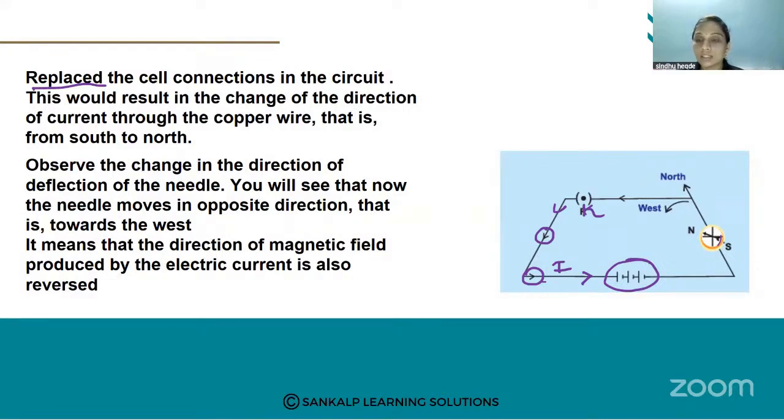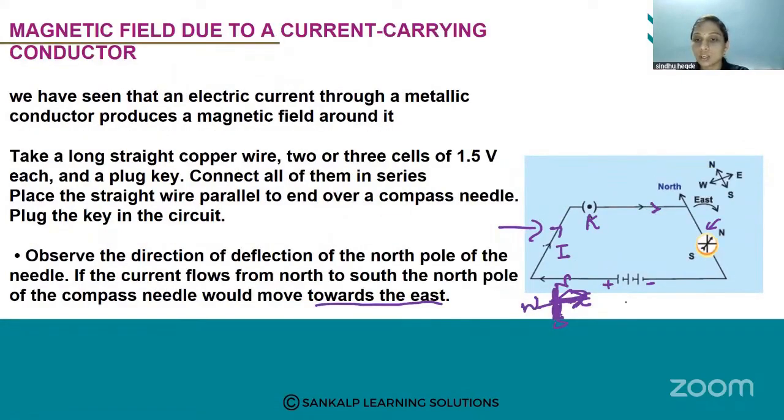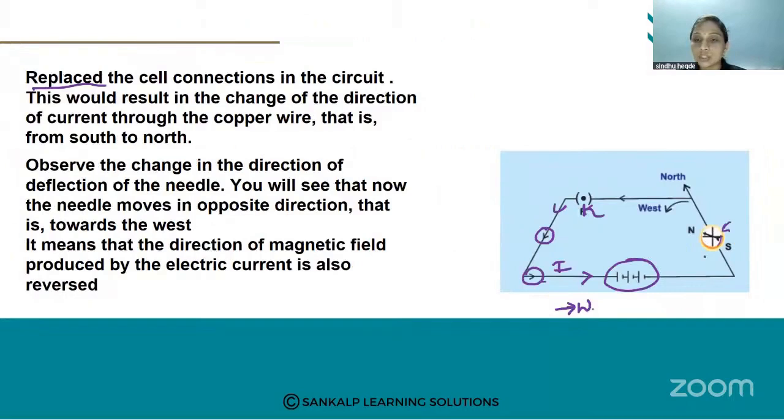That time, the compass again shows some deflection, right? Again it shows some deflection, but this time it shows a different direction, that is west. See, the first time it shows deflection toward the east, but this time it shows west. It means that when the connection changes, when the direction of current changes, the direction of the magnetic effect is also changed.